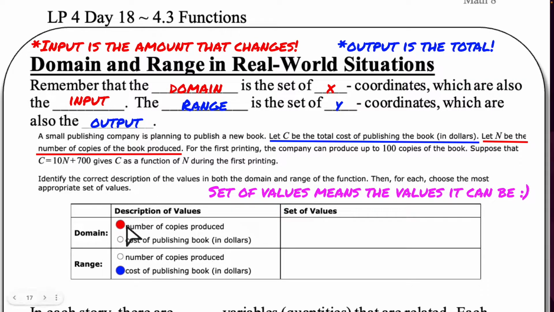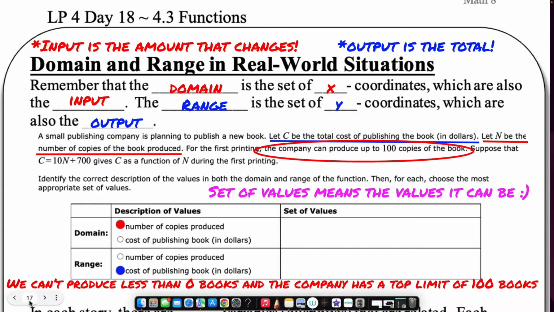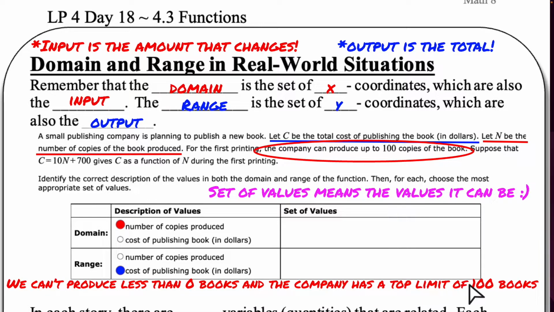Input, output. Okay? So set of values means the values it can be. So there are limits here. That's what we're trying to determine. So for the domain, the number of copies that it can produce, I already talked about this, we can't do negative books. It has to be 0 or more, right? But then there's also a limit on the number they can produce. They told us they can't do more than 100 books, right? We can't produce less than 0 books, and the company has a top limit of 100 books. So that means that their set of values for the domain is anywhere from 0 to 100 books. So that's our set of values.